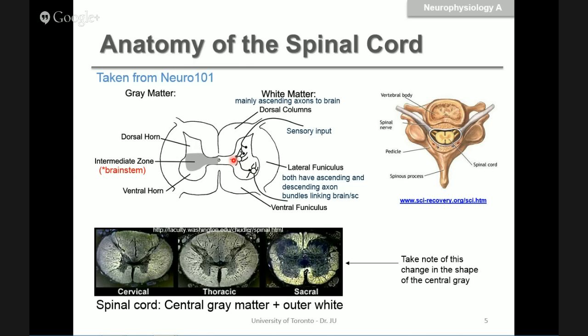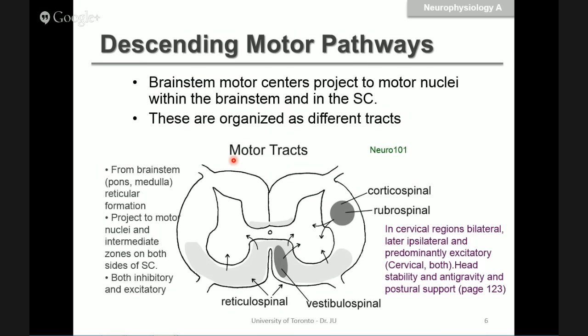Any other questions before I go on, or anything that you want to go over in this particular series of slides related to the spinal cord? White matter, gray matter, processing. So this is a slide that you should probably spend some time reviewing a little bit.